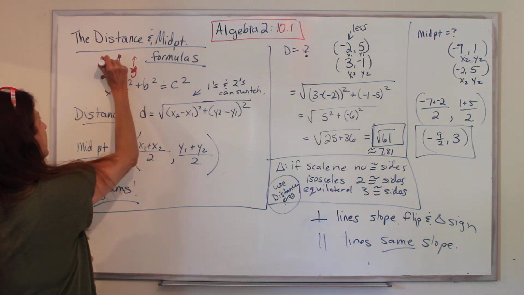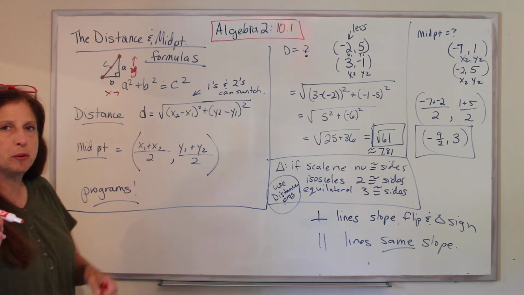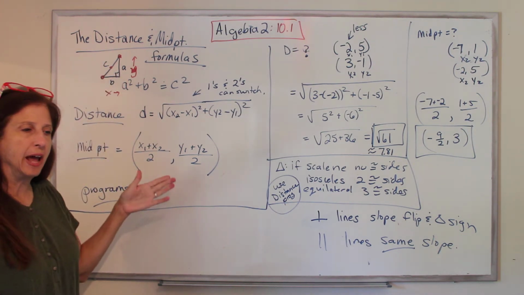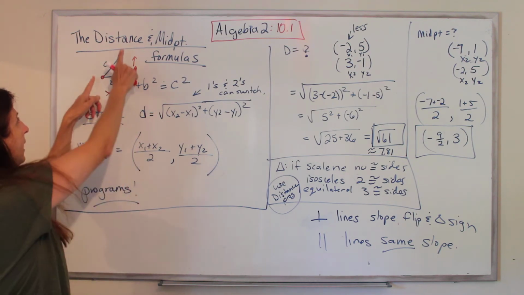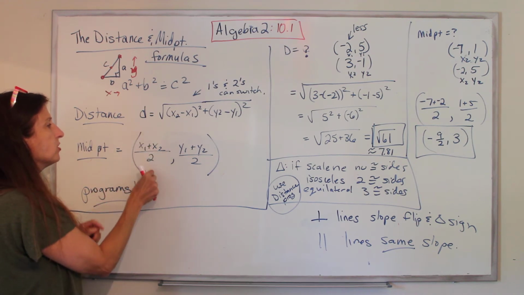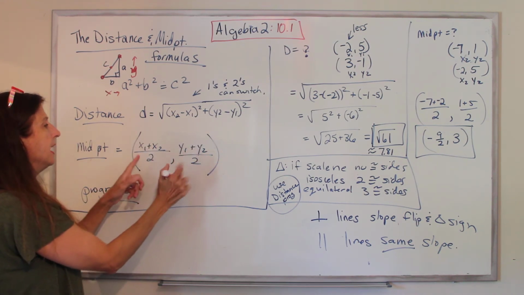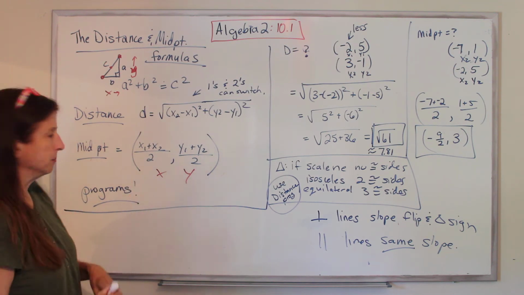If you want the midpoint, the middle point, you just average them. And if you remember how to do an average, you add up all your data, and then you divide by how many you have. Well, here we have 2 pieces of data, so we divide by 2. You average your x's, you average your y's, and you get the ordered pair x, y, which is the midpoint.